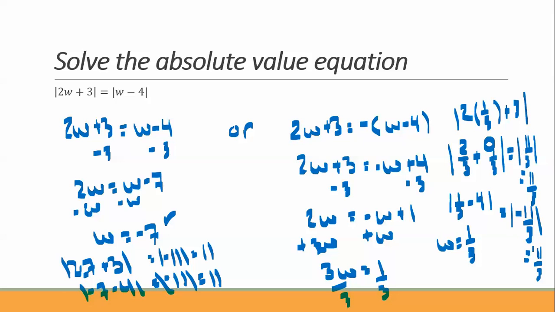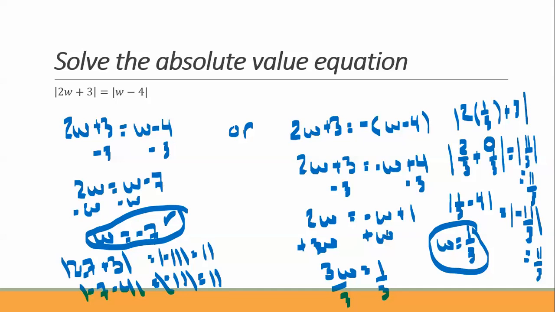Notice if you didn't check in your original equation, you would have thought that positive 11/3 equals negative 11/3, and that didn't check out. But because we checked in the original, it does check out. Our answers are w equals 1/3 and w equals -7.